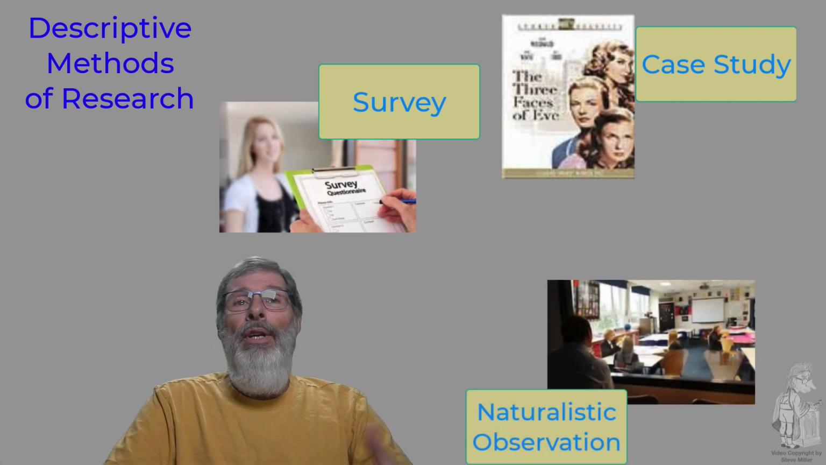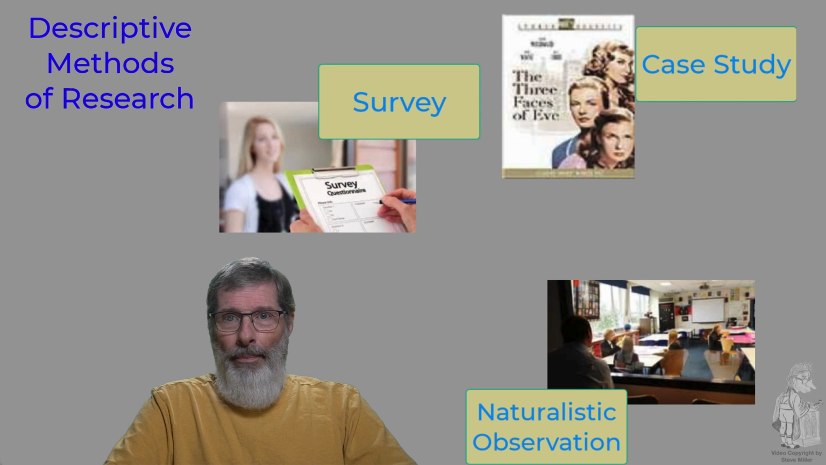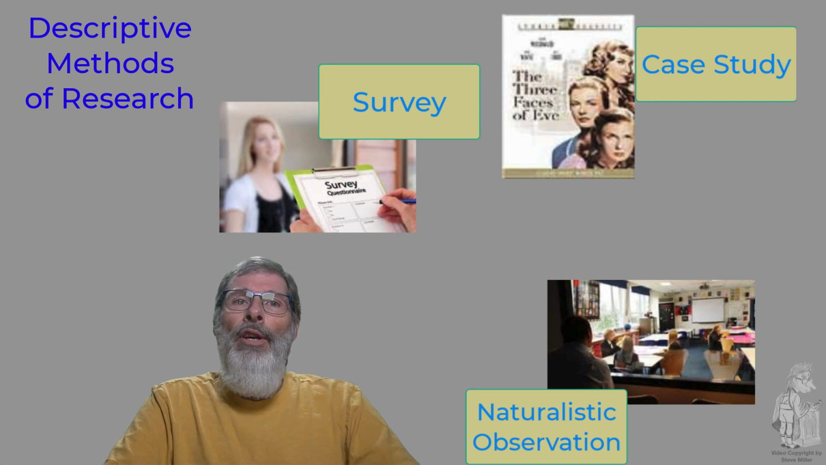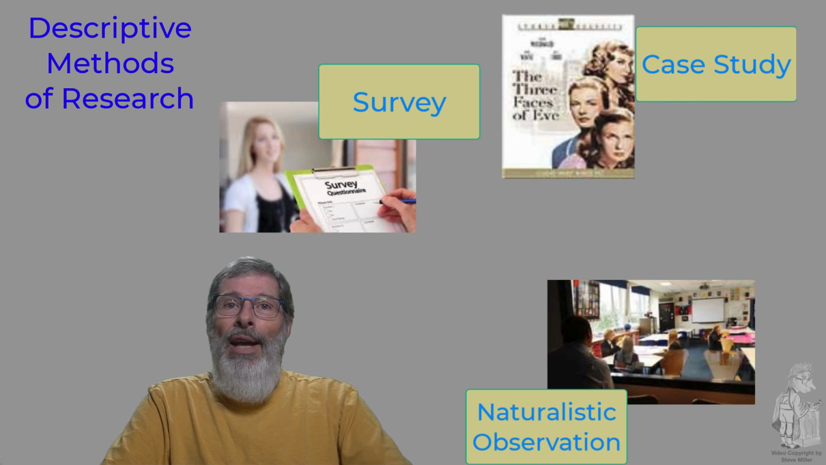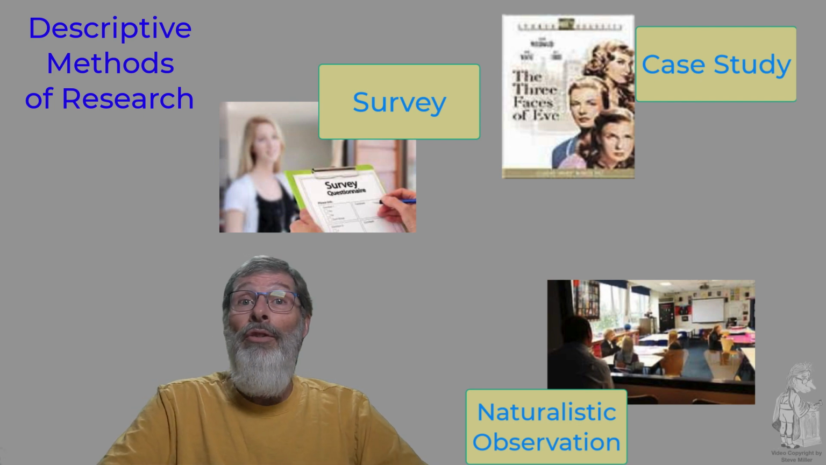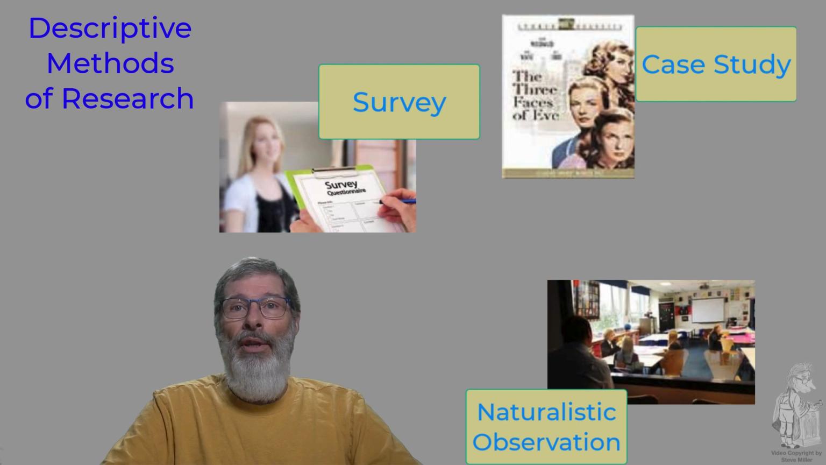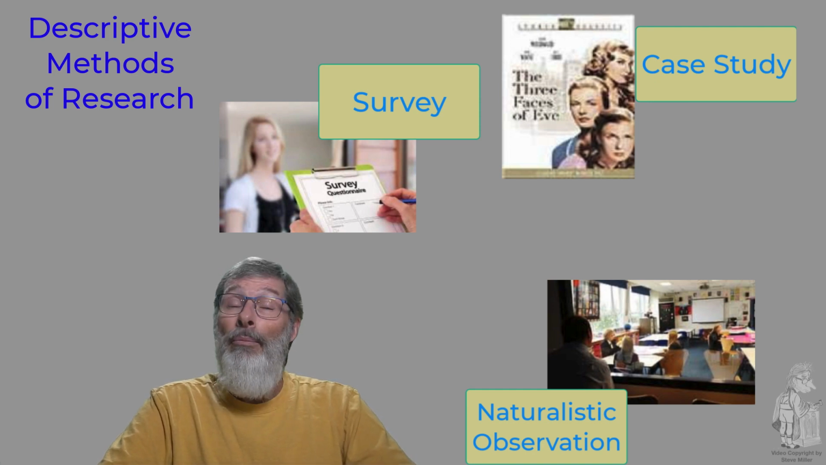The third is naturalistic observation. Now, here, people will observe other people in their natural habitats. Unobtrusive measures are used to avoid interfering with the behaviors that are being observed. For example, Jane Goodall observed the behavior of chimpanzees in their natural environment.